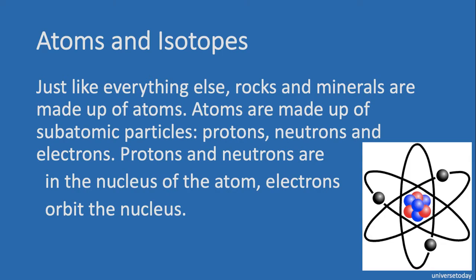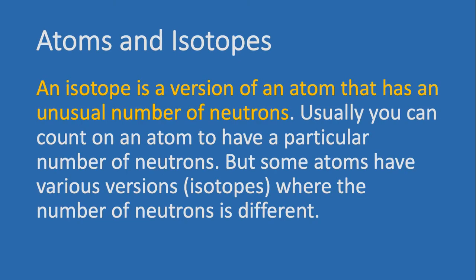And we've got to go back to physical science to understand this. Just like everything else, rocks and minerals are made up of atoms. Atoms are made up of subatomic particles, protons, neutrons, and electrons. Protons and neutrons are in the nucleus of an atom. Electrons orbit the nucleus. An isotope is a version of an atom that has an unusual number of neutrons. Usually you can count on an atom to have a particular number of neutrons, but some atoms have various versions, and those are called isotopes, when the number of neutrons is different.